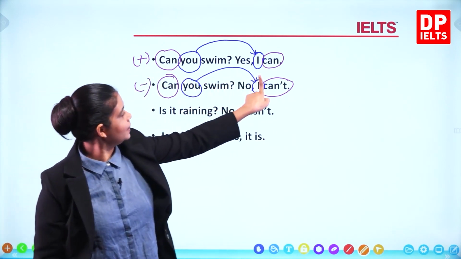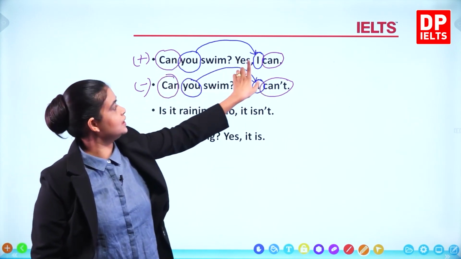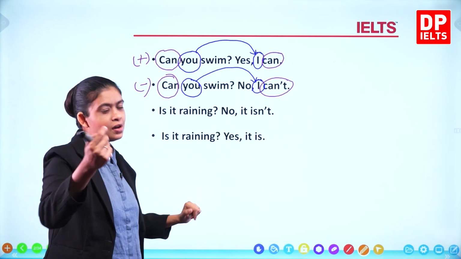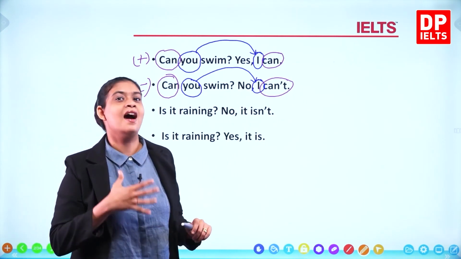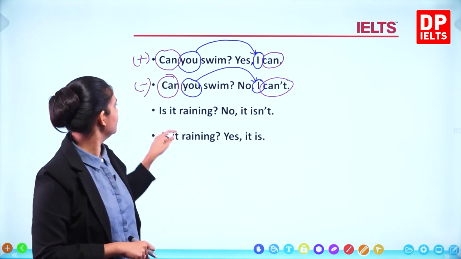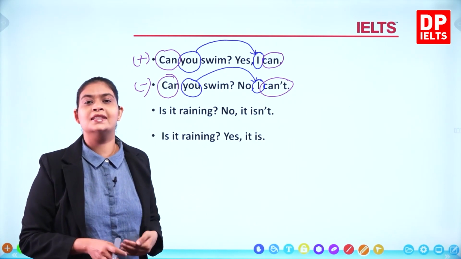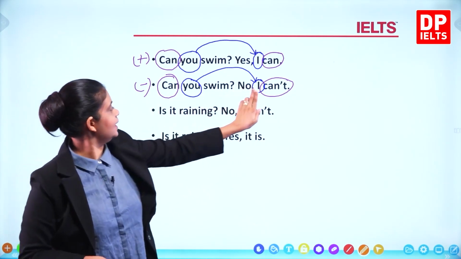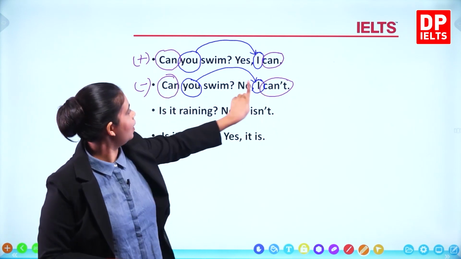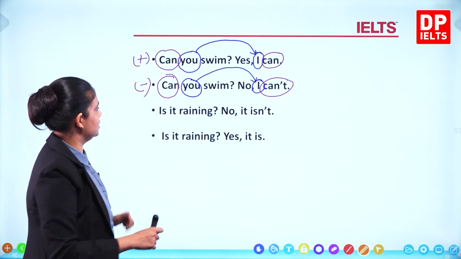Positive can remains the same as can. You changes into I because you are answering. When you are answering, it becomes I, right? Can you swim? Negative form. You're going to answer saying no. So then the can becomes negative as well. No, I can't. Okay? Let's have a look at it.